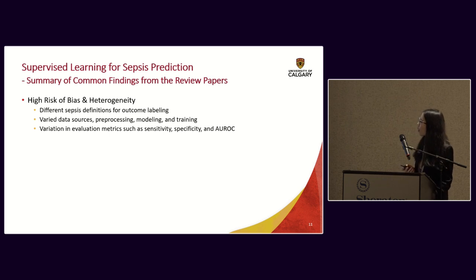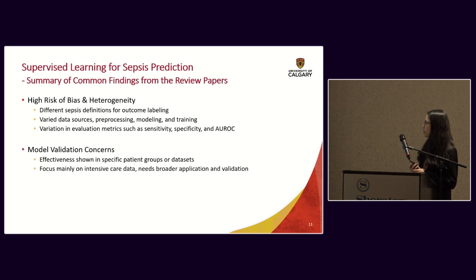So in summary, based on what we found from the systematic review papers, we summarize three concerns. The first one is the high risk of bias and heterogeneity. This is mainly caused by the different sepsis definitions for outcome labeling in the prediction models. It is also caused by the varied data sources, data pre-processing techniques before developing these models, the modeling approach and the training process, as well as the variations in the evaluation metrics when comparing the performance of these models.